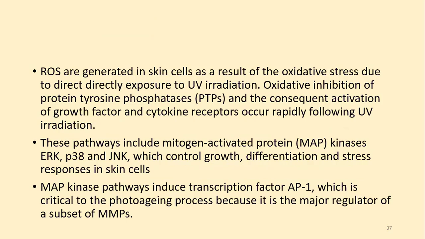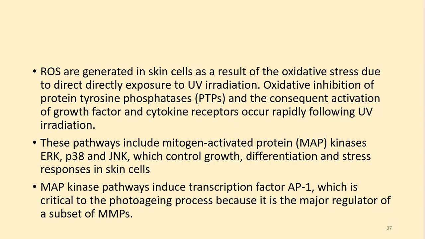The reactive oxygen species are generated in skin cells as a result of oxidative stress due to direct exposure to ultraviolet radiation. Oxidative inhibition of protein tyrosine phosphatase and consequent activation of growth factors and cytokine receptors occur rapidly following ultraviolet radiation. These pathways, including the mitogen activated protein kinases ERK, p38, and JNK, control growth, differentiation, and stress responses in skin cells. So, mainly the reactive oxygen species, then the inhibition of protein tyrosine phosphatase, PTP, and then production of cytokines and further receptors like ERK, p38, JNK all affect collagen disruption and decrease its synthesis.